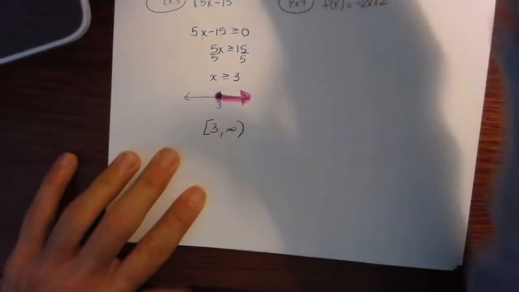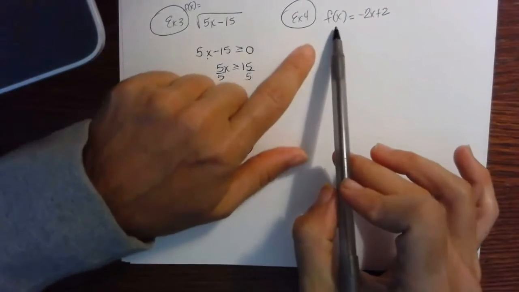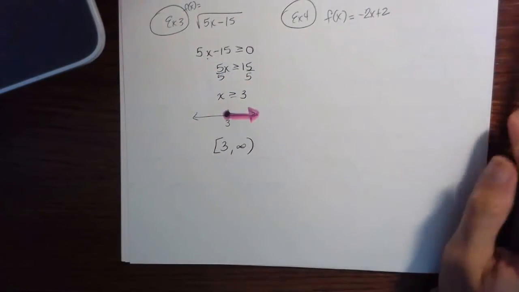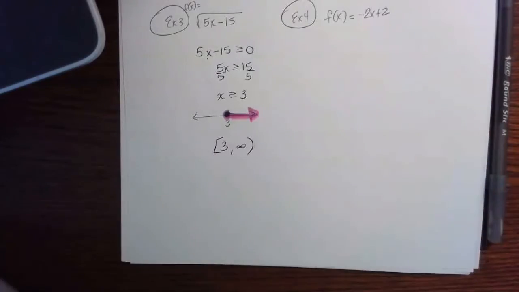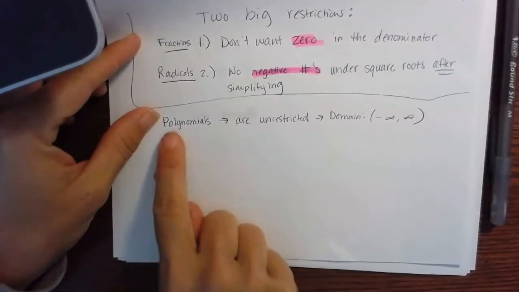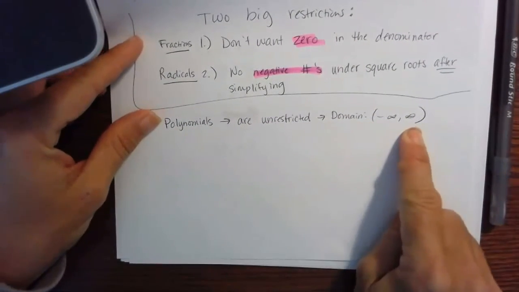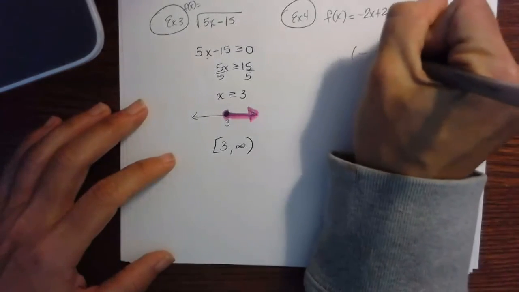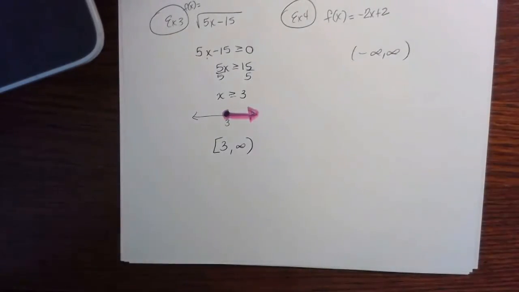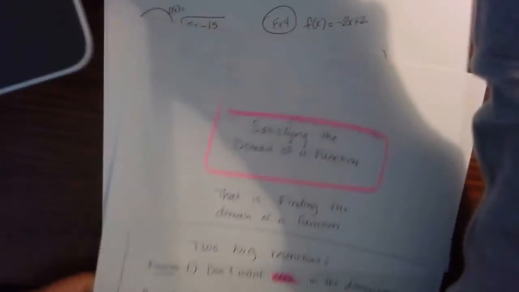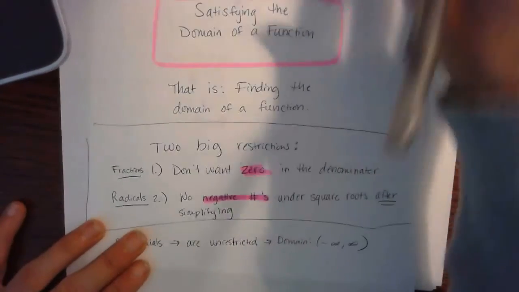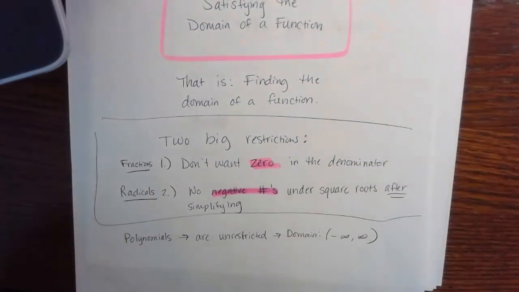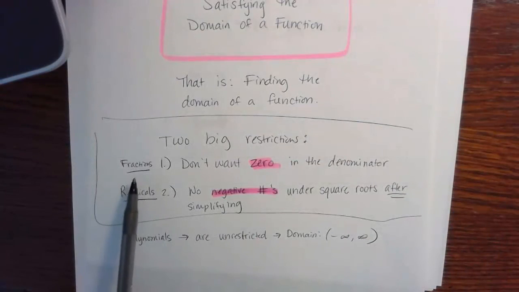Alright, so moving on. For example 4, we have this polynomial. Notice it's not a fraction, it's not a radical. So again, this is an example of a polynomial. Its domain is just negative infinity to infinity. There's nothing you can put in a polynomial that is going to cause a problem. So just keep in mind, domain again means all the things that you can put in place of x. And that is why we have different ways of solving each type of problem that you get.